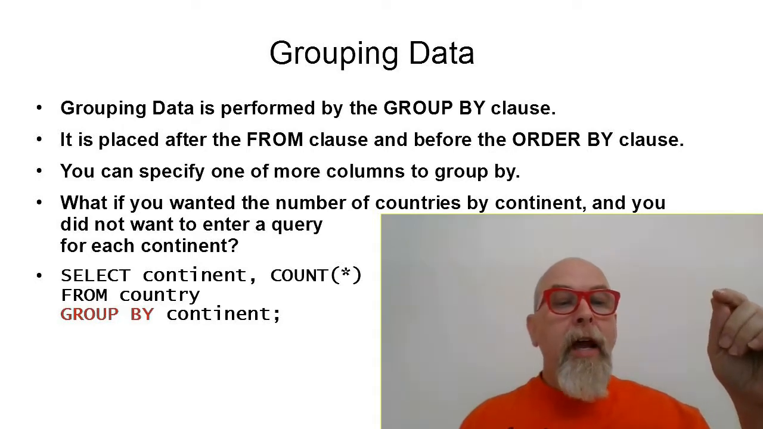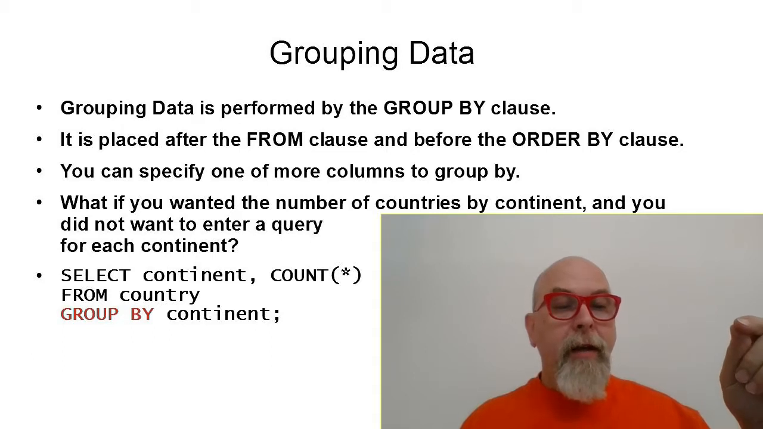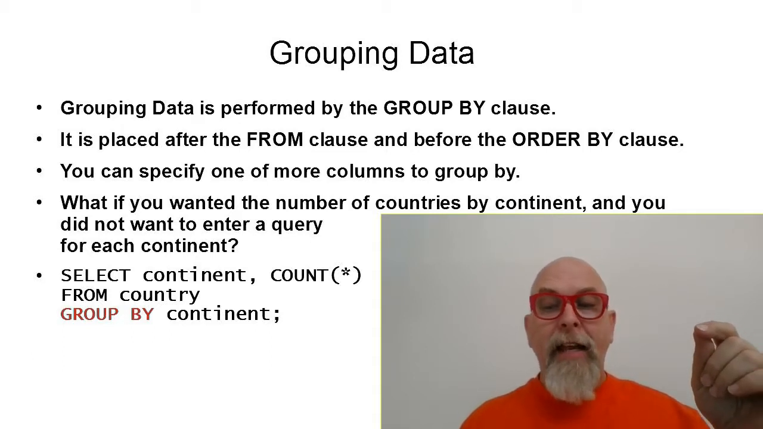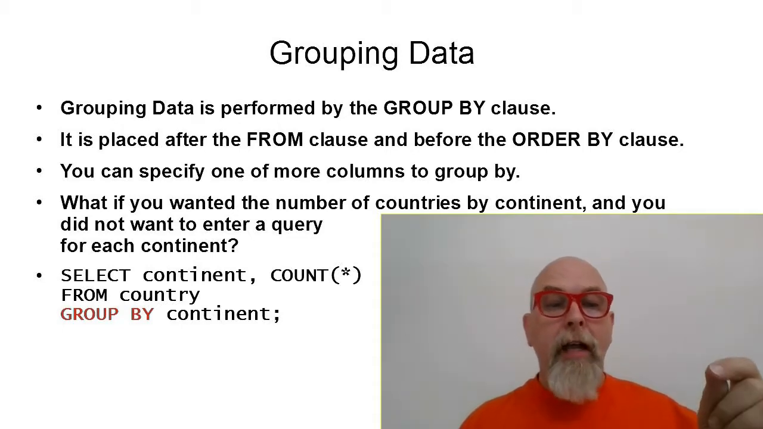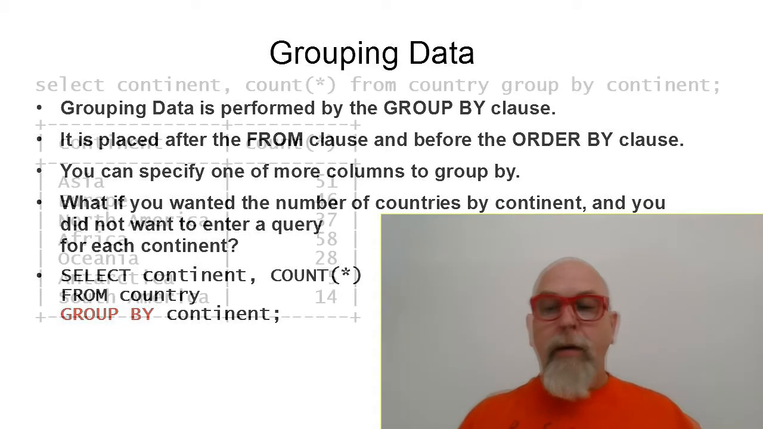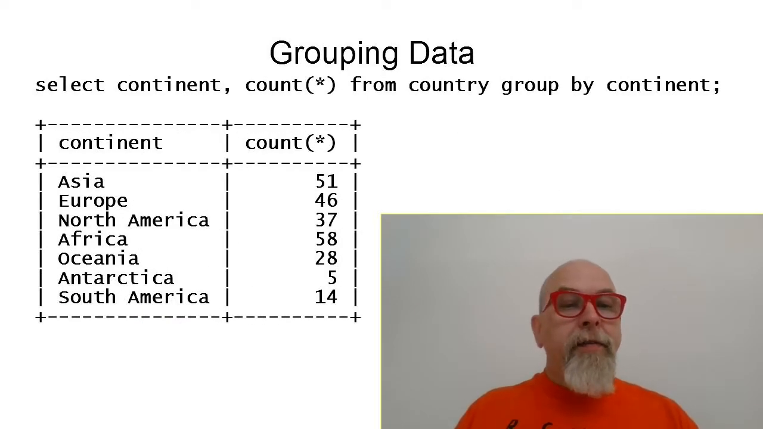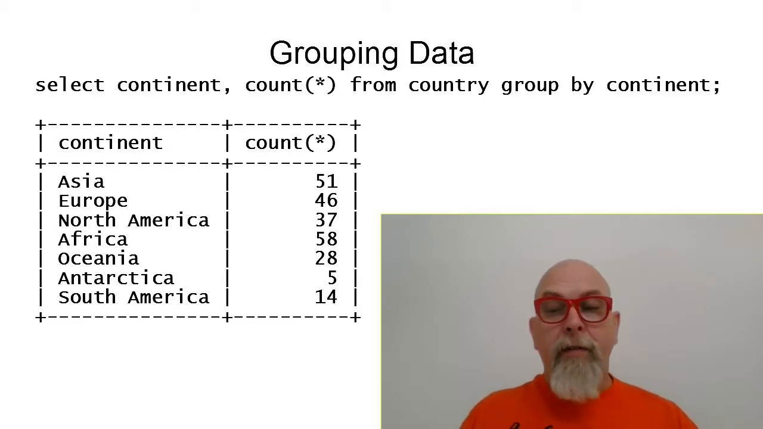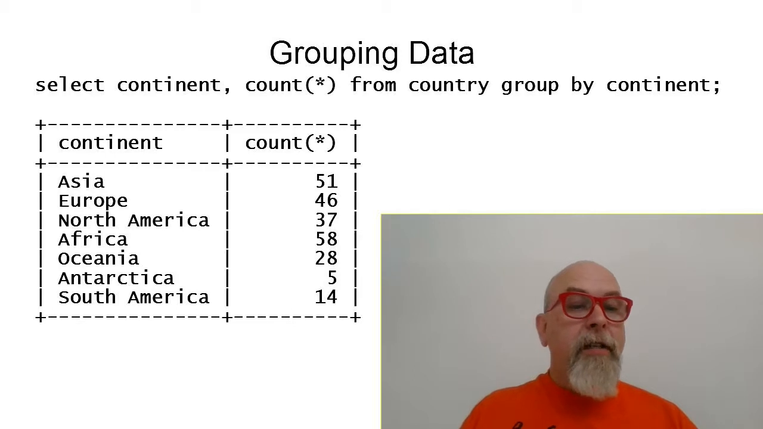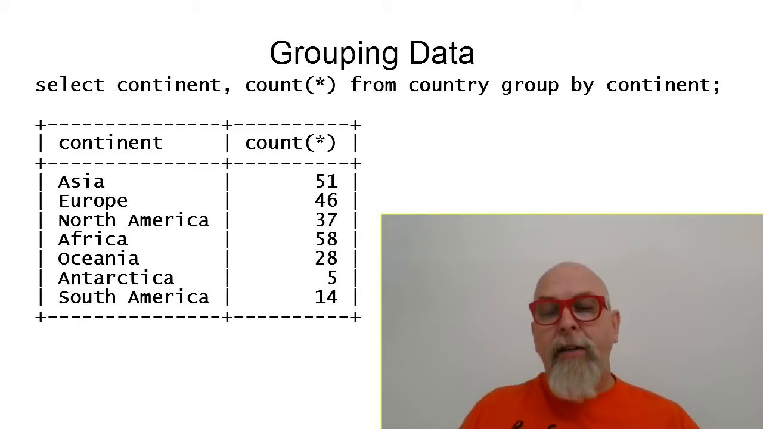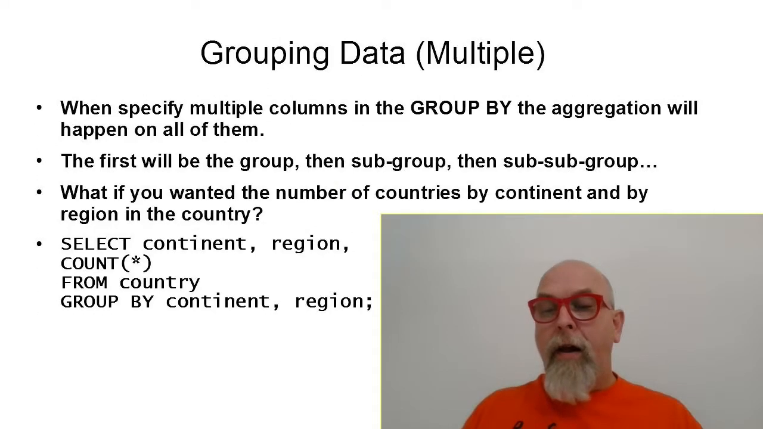Now, don't use a column in the select statement up in the display part that isn't in the group by list of columns unless you're using an aggregate function, or you will get an error, and you'll probably see that as you experiment. Here's the result of that group by, where we group the countries by continent and count the number of rows within each continent, and you can see that in South America there are 14 countries, North America 37. You get the idea. Kind of cool, right?